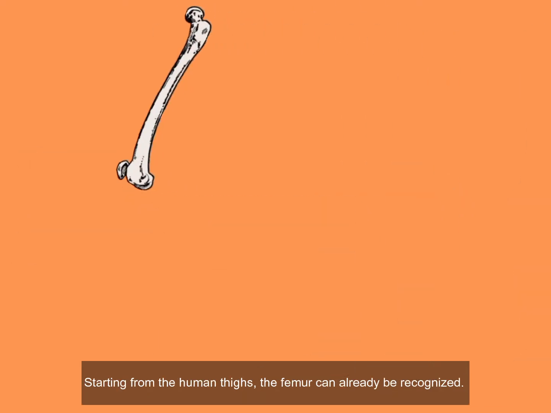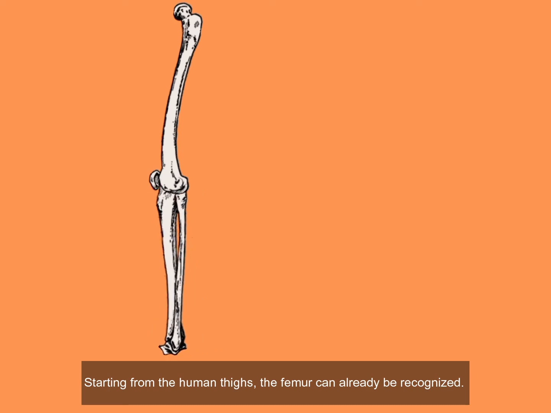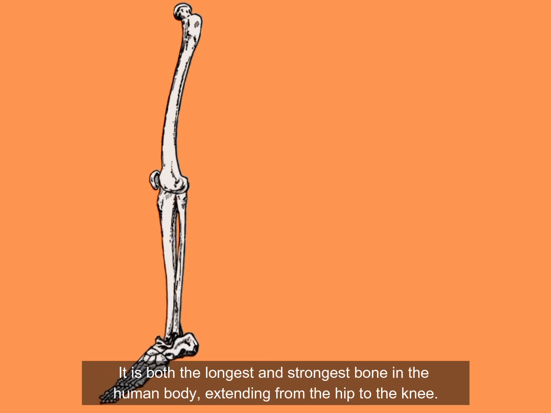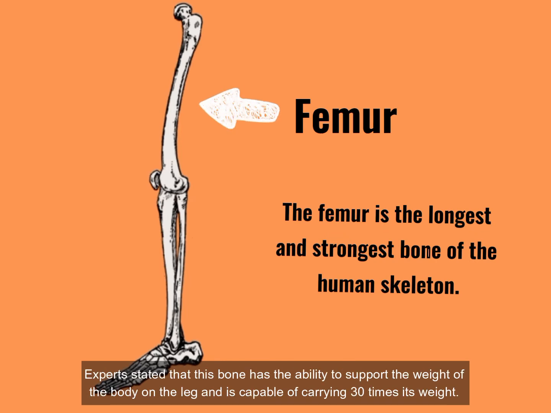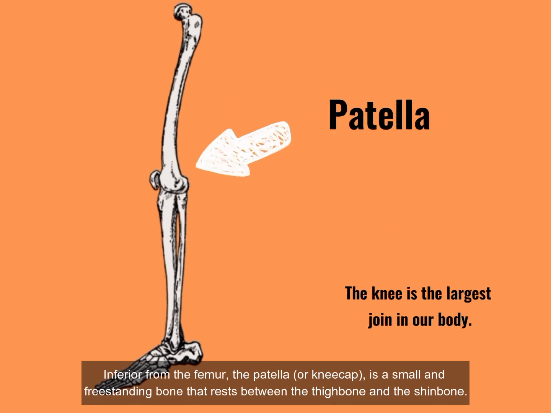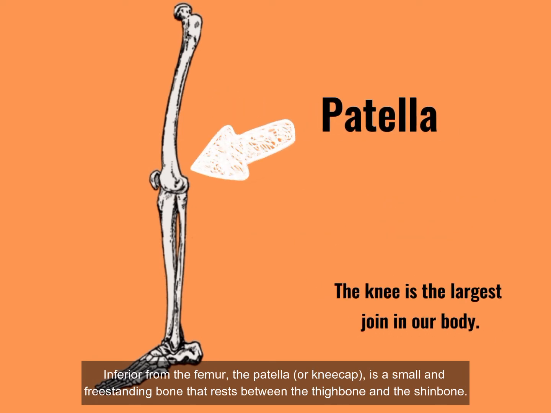Starting from the human thighs, the femur can already be recognized. It is both the longest and the strongest bone in the human body, extending from the hip down to the knee. Experts stated that this bone has the ability to support the weight of the body on the leg and is capable of carrying 30 times its weight. Inferior to the femur, the patella or the kneecap is a small and freestanding bone that rests between the thigh bone and the shin bone.